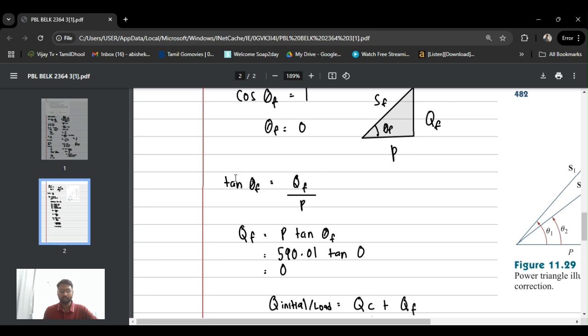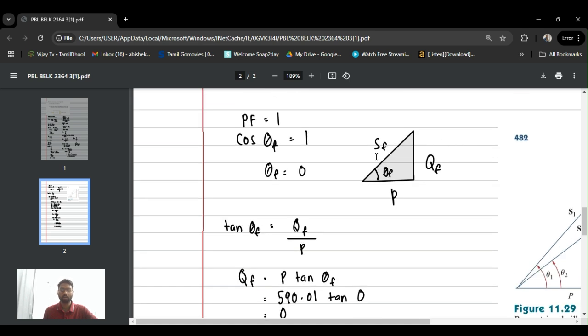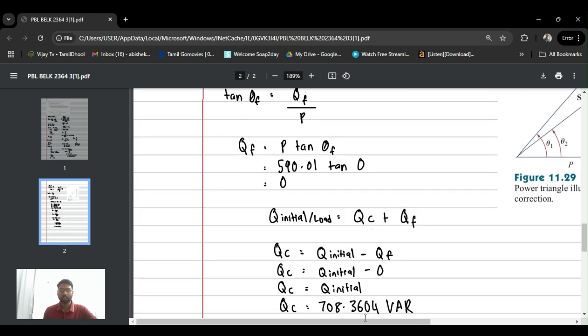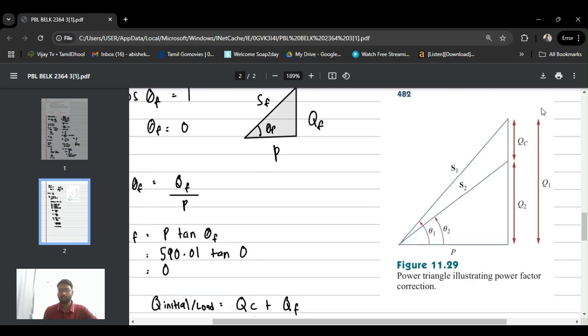So following this triangle again, tangent phi is equals to reactance, this is the new reactance, divided by power. Power will not change because we are going to change the reactance only by adding a capacitor. So the active power will not change because of the resistor. So P tangent phi, so 590.01 tangent 0 is equals to 0. So following the power triangle from here, this is the Q initial. So Q initial is equals to Q capacitor plus the new reactance.